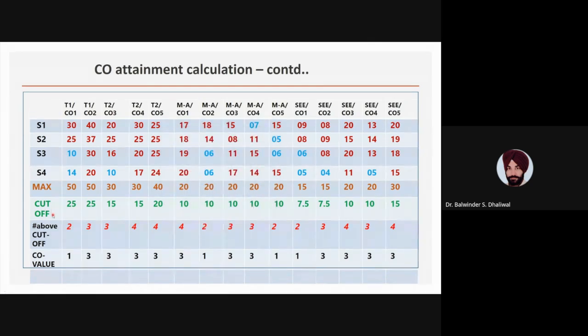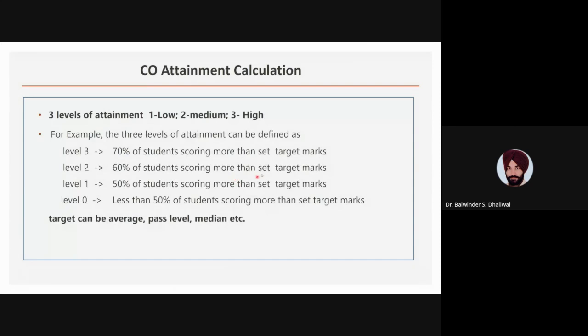And then cutoff marks, you can see here 50% has been taken as the cutoff. So 25 marks have been considered as the cutoff. So this cutoff is basically this particular target marks, right? So when we have to calculate these levels, we need to set this target mark. So in that particular calculation, those target marks have been set as 50.